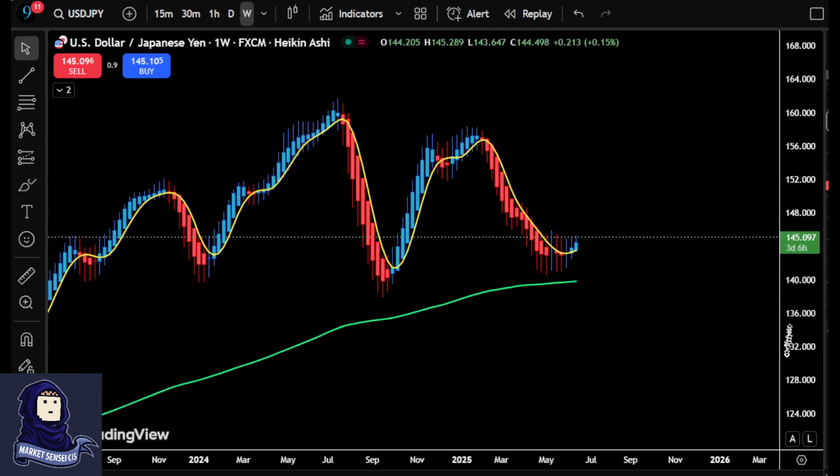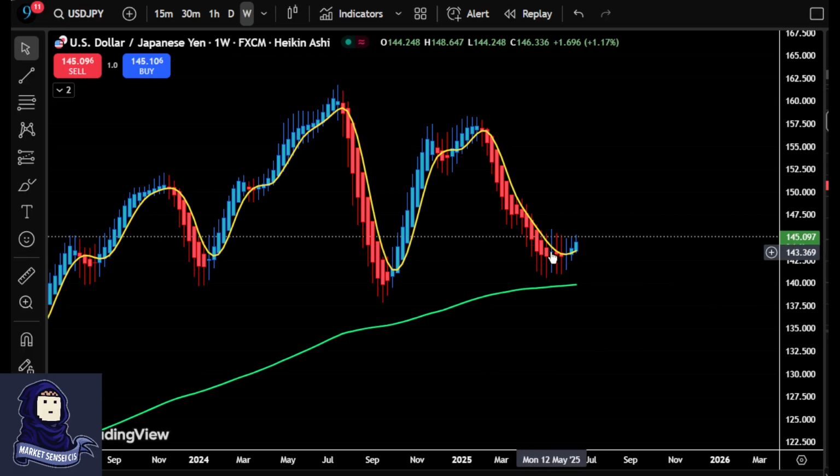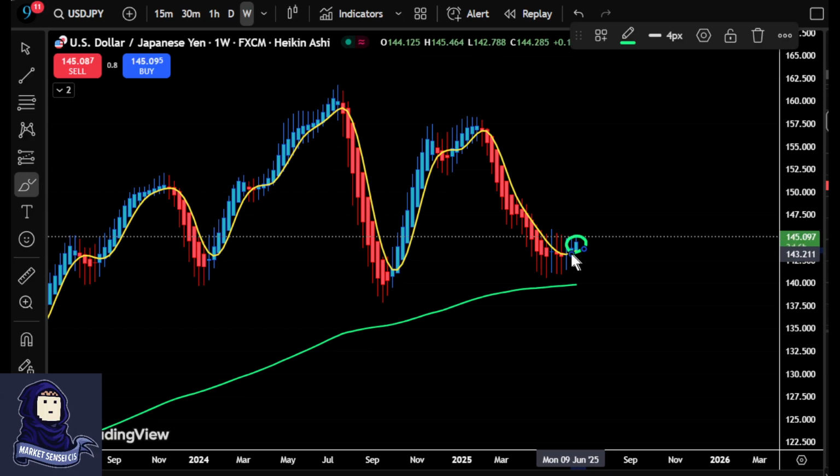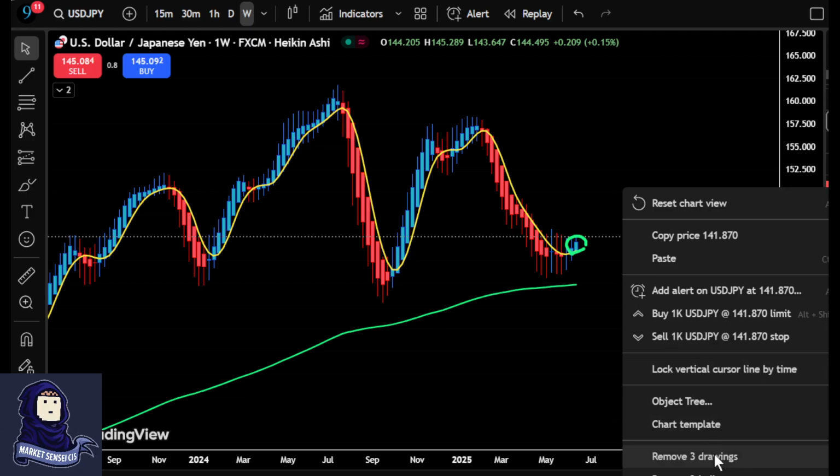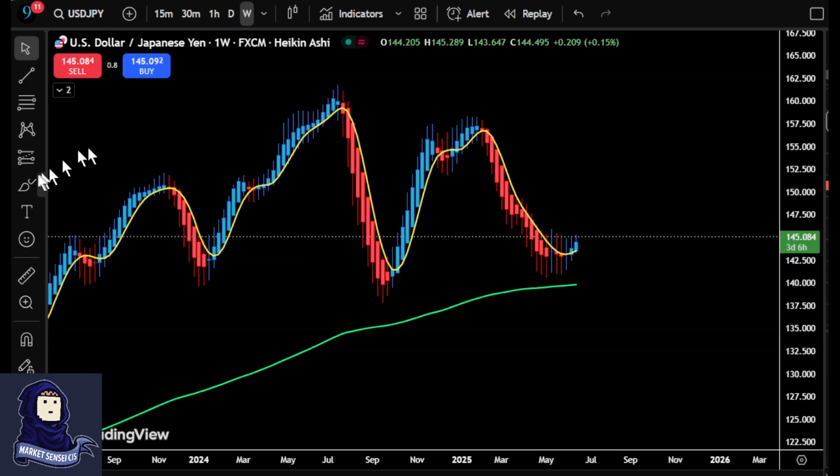A lot of wicks. There's a failed attempt to break out. Failed attempt. This is the second attempt. So it's building up momentum right now. You can see that the candles are above this smaller moving average. So there is momentum going on.